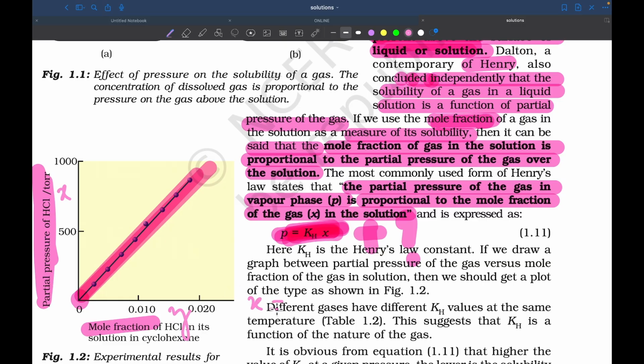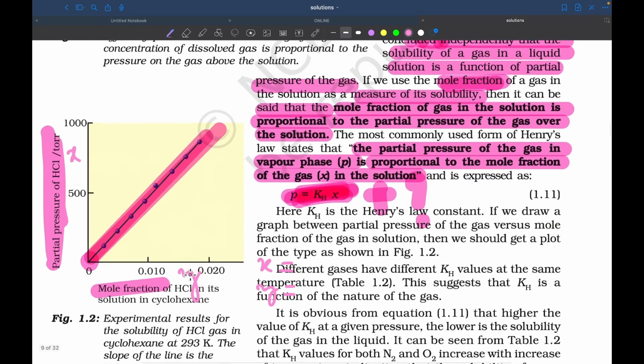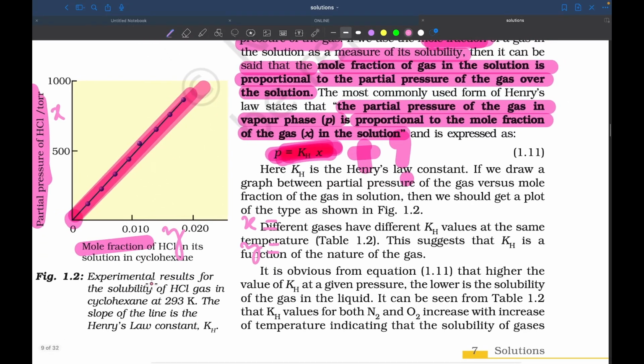ఆప్షన్స్‌లో ఎక్స్ ఏంటి వై ఏంటి అని అడిగారు. So this type of questions are generally asked, right. Experimental results for solubility of HCl gas in cyclohexane at 293 Kelvin. The slope of the line is the Henry's law constant, and that is Kh, right.